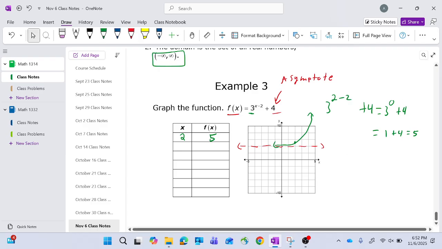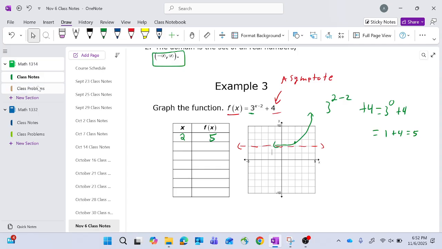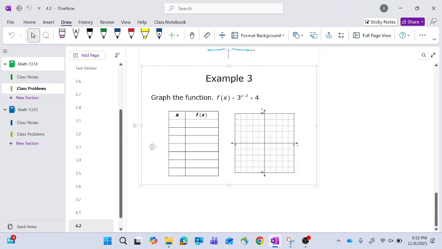Are we ready to keep going, guys? Any questions? Okay. That's it for 4.2.